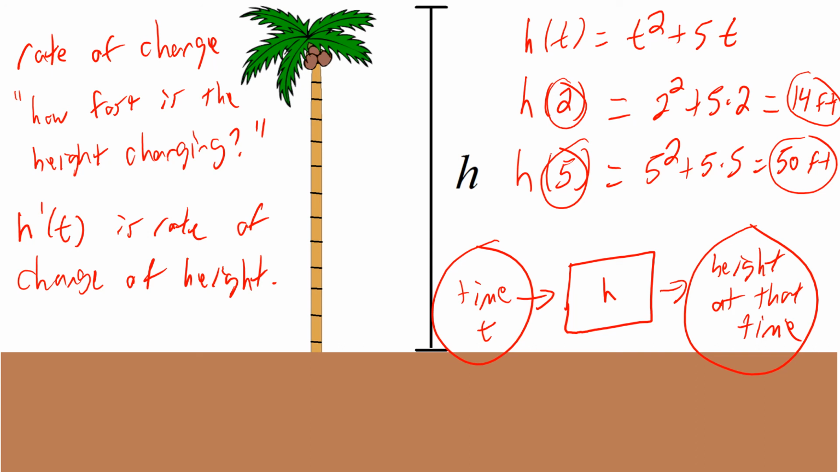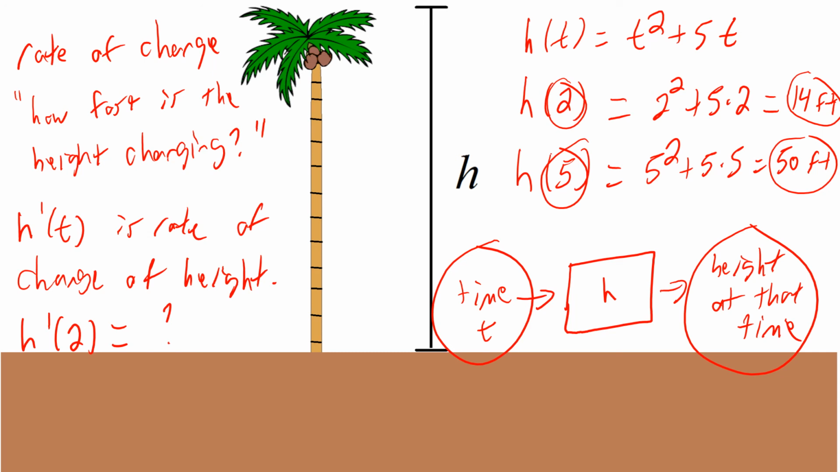So that's very important. If I say, how fast is the tree growing? I can't answer that question. But if I say, after 2 years, how fast is the tree growing? Then you would be looking for h prime of 2. Okay, so if you plug in a number to the derivative, it'll tell you how fast the tree is growing at that time.